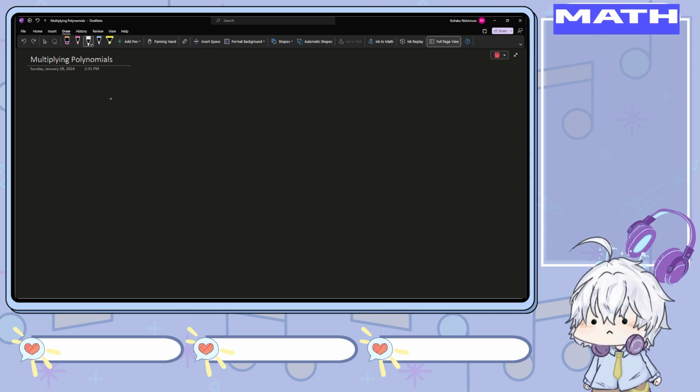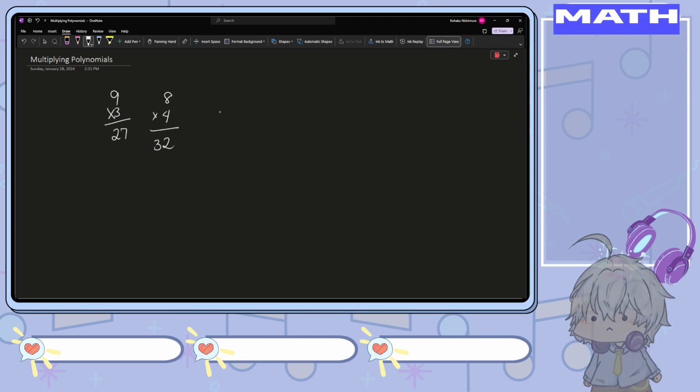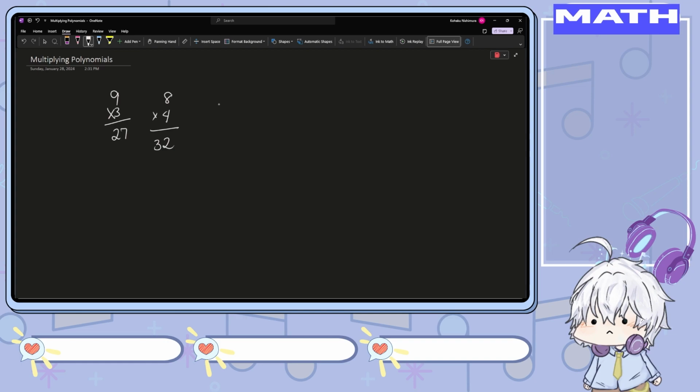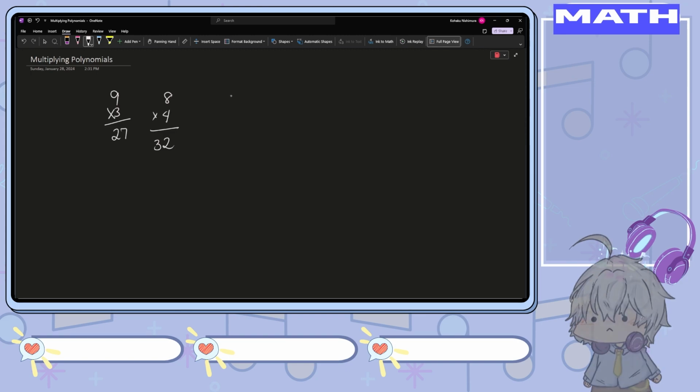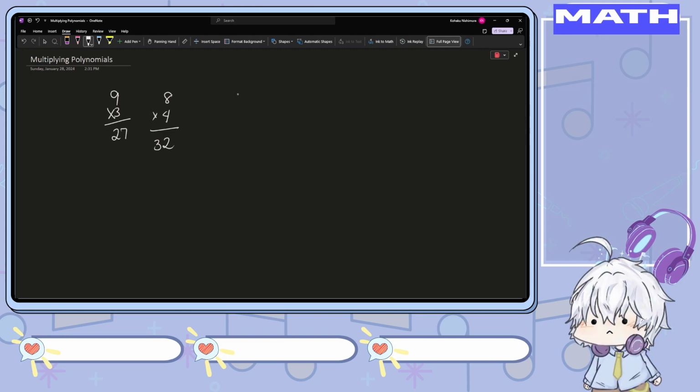We already know the concept of multiplying even before, back in elementary. It is like just simply asking what is 9 times 3 being 27, what is 8 times 4 being 32, and so on and so forth. But this time, instead of us just multiplying numbers, we are now multiplying together variables. And we need to be reminded of some of the key concepts that we need to use when we multiply polynomials. So that includes the laws of exponents.